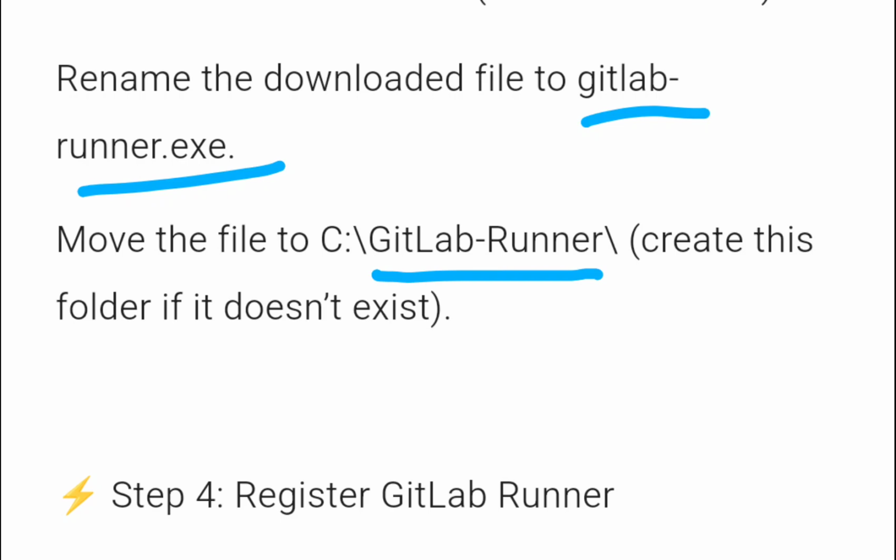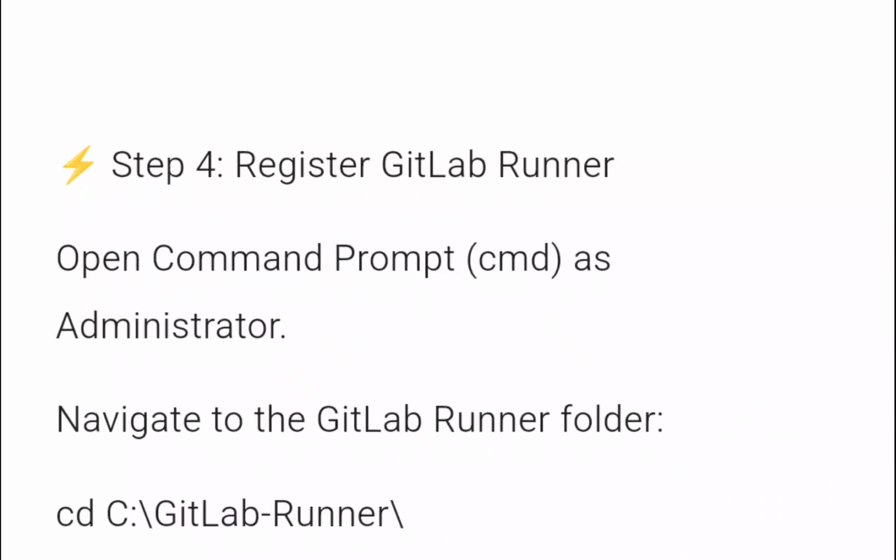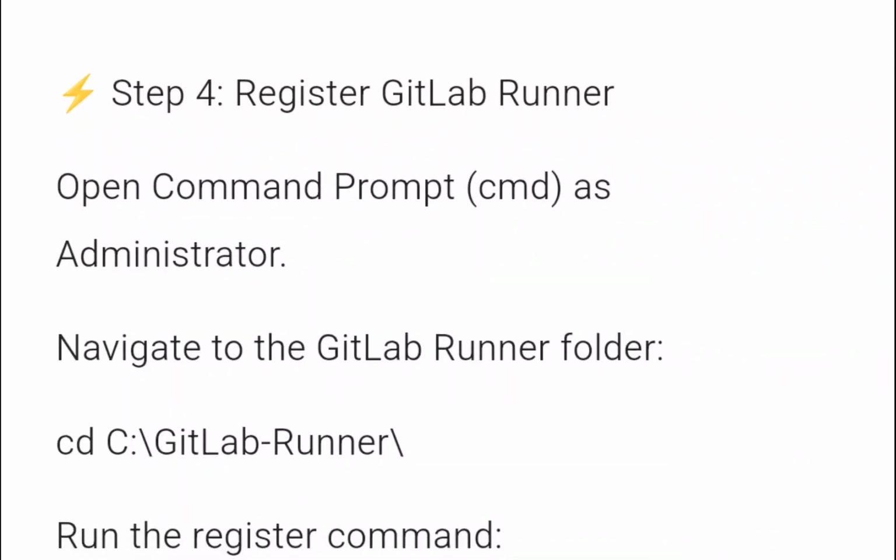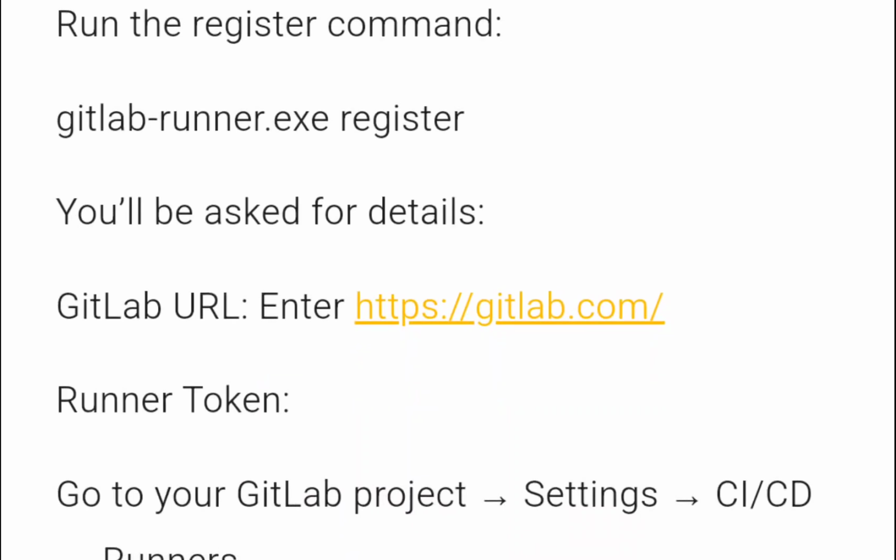Okay, and then you need to register the GitLab Runner. For this, you need to open a command prompt in the administrator mode. Remember, in the admin mode, you need to open a command prompt. Later, you need to navigate to the GitLab Runner folder. That is where we have placed the GitLab Runner exe file, cd GitLab Runner. Okay, and then run the register command.